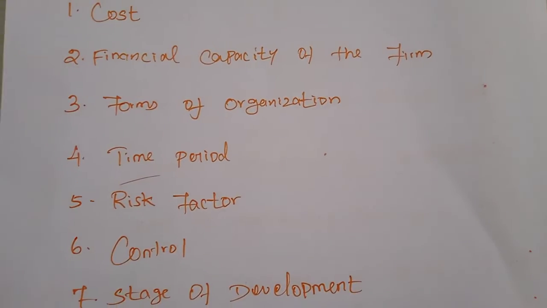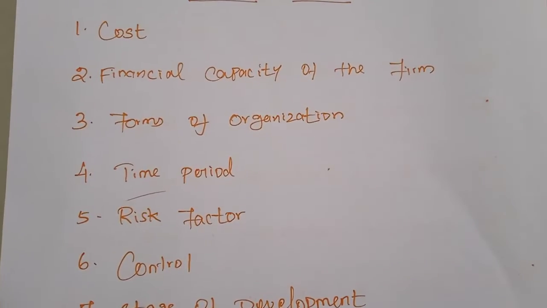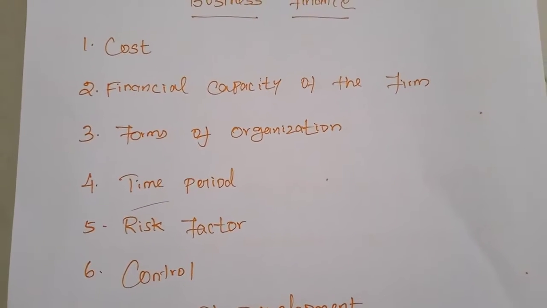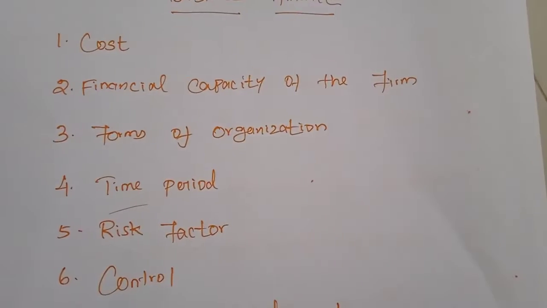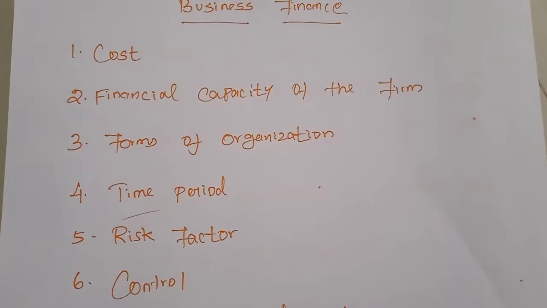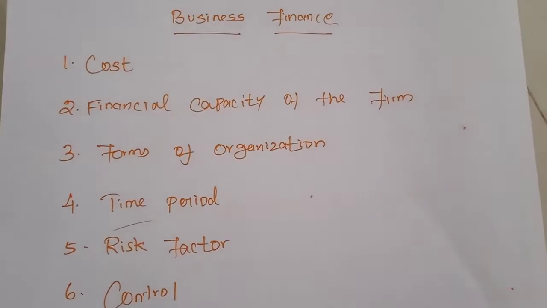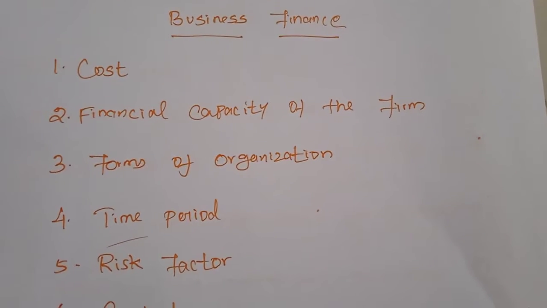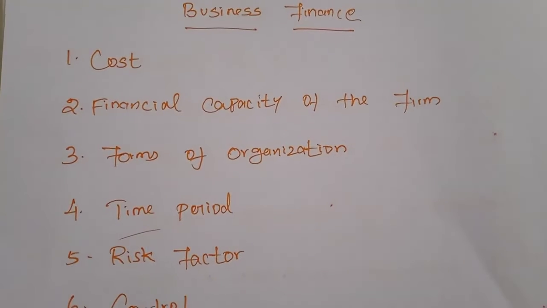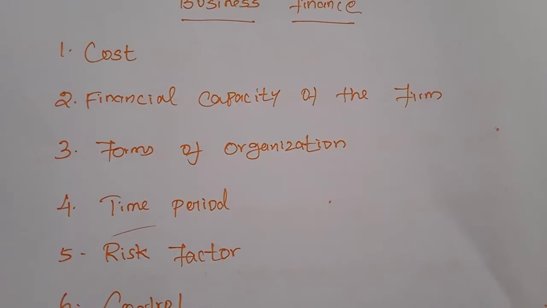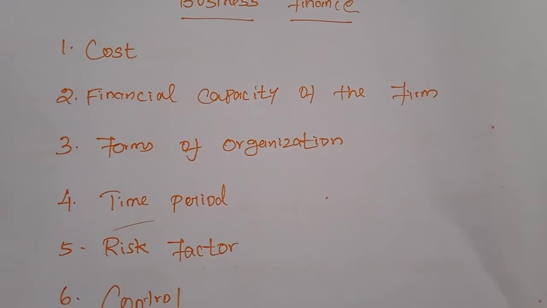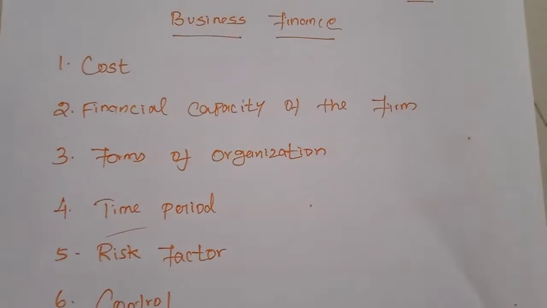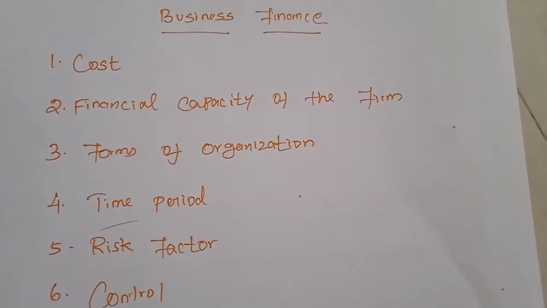Next, the form of organization. The choice of sources of fund normally depends on the form of organization. Sole proprietors and partnership firms cannot issue shares and debentures. So they have to depend on sources like bank finance, leasing, hire purchase, factoring, etc. But government organizations or companies have the possibilities and power to raise funds by issuing shares.